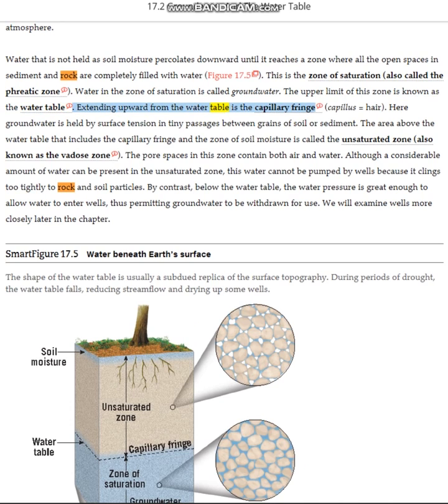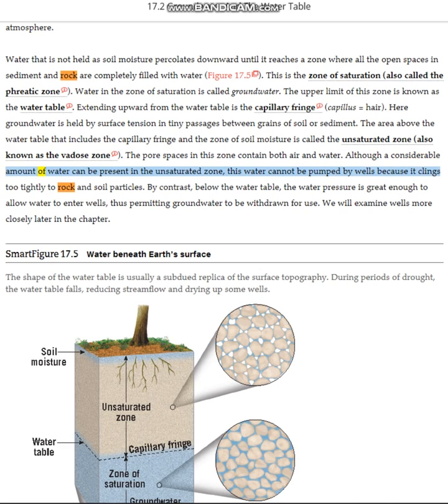Extending upward from the water table is the capillary fringe, capillus equals hair. Here groundwater is held by surface tension in tiny passages between grains of soil or sediment. The area above the water table that includes the capillary fringe and the zone of soil moisture is called the unsaturated zone, also known as the vadose zone. The pore spaces in this zone contain both air and water.